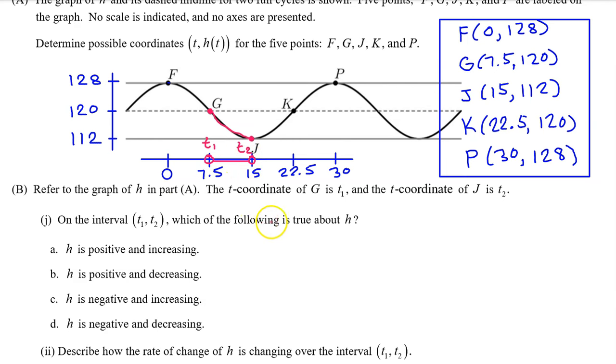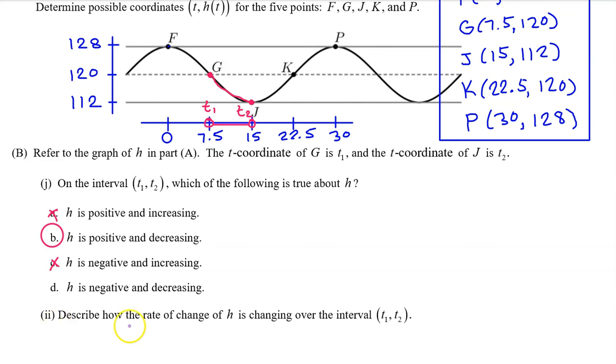On this interval, is H positive and increasing, positive and decreasing, negative and increasing, or negative and decreasing? H is clearly decreasing on this interval. We can see that it is falling from left to right. So the answer is either going to be B or D. Now, is it positive or negative? Well, look at these output values. They are all positive. So H is positive and decreasing, and the answer is B.